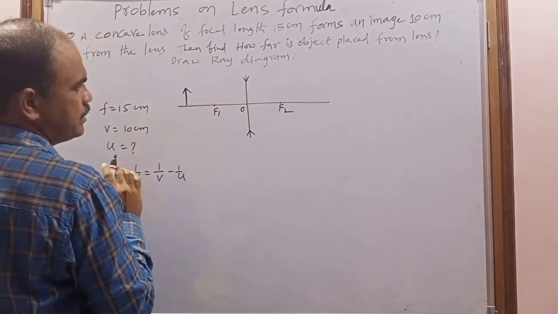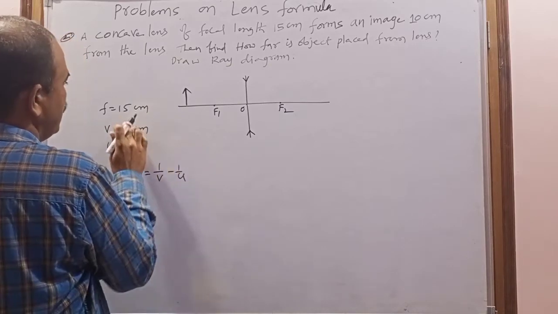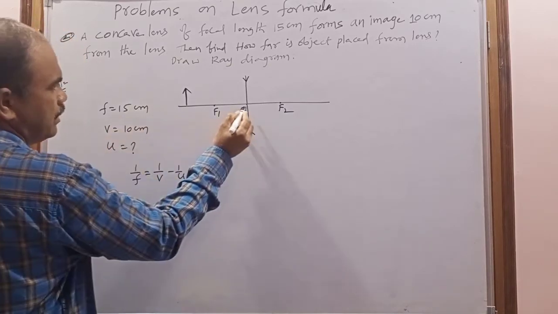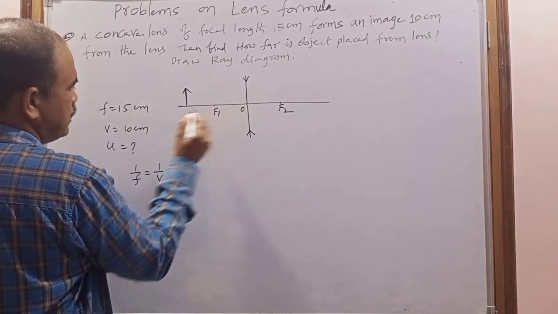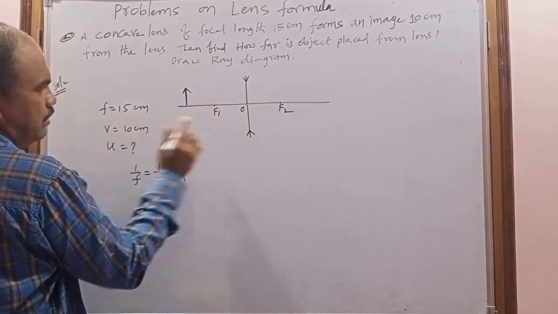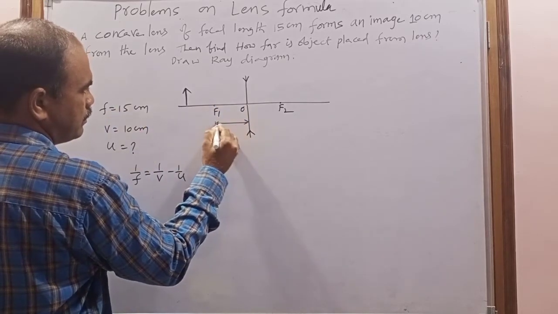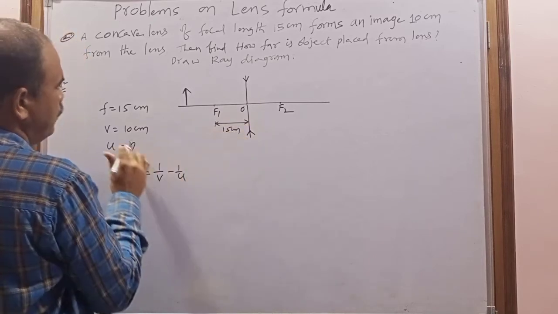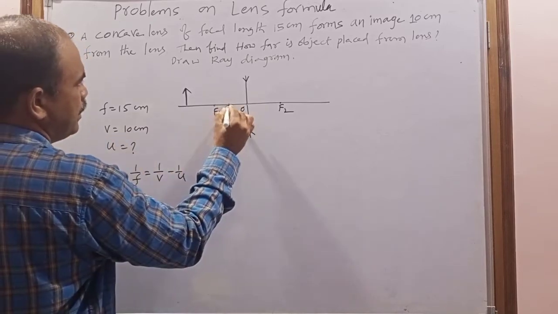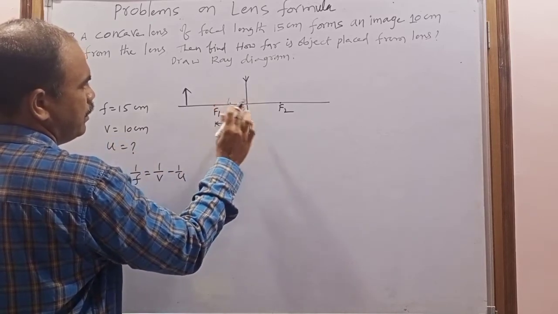Here is the object I am guessing. So where is the image formed? The image is formed at 10 centimeter, but the distance from the optic center to focus is 15. Here to here is 15. Now where is the image formed? At 10 centimeter, and here it is formed, between the optic center and focus.